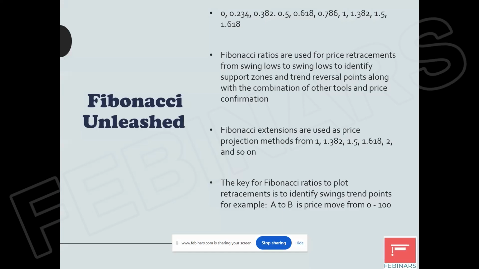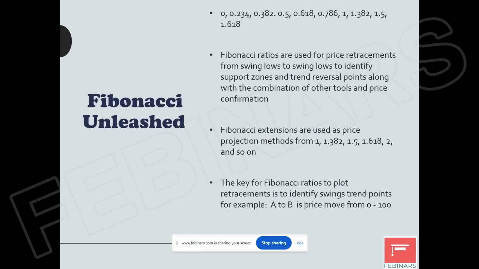So let us have a sneak peek into the ratios. The key ratios are 0.382, 0.5, 0.618, 0 and 1. That is what we call 0, 38.2%, 50%, 61.8%, and 100%. Extension happens in a similar way: 138.2%, that is 1.382, 150%, 1.5, 161.8%, that is 1.618. The other ratios are 0.234, 0.786.